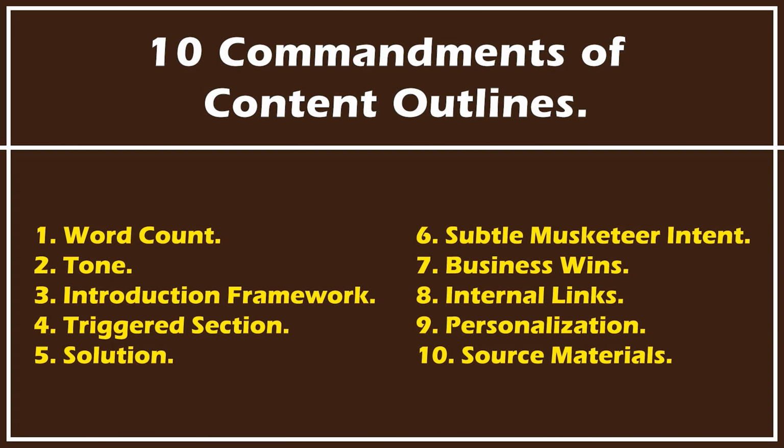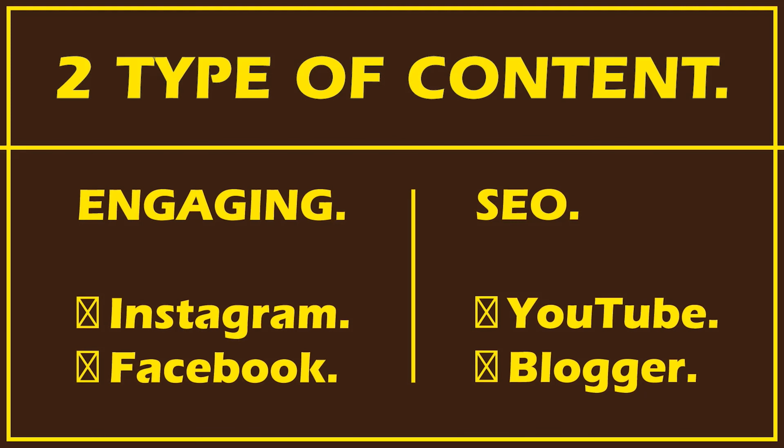10 commandments of content outlines. First, word count. Second, tone. Third, introduction framework. Fourth, trigger section. Fifth, solution. Sixth, search intent. Seventh, business wins. Eighth, internal links. Ninth, personalization. Tenth, source materials. Two types of content: engaging and SEO.